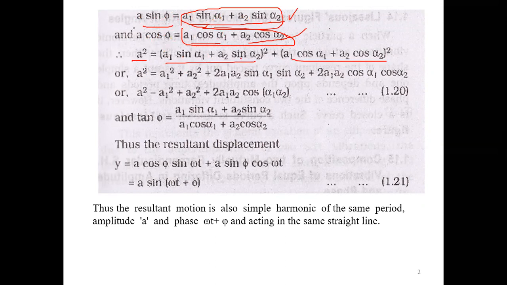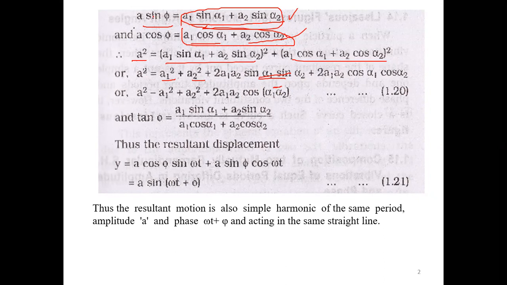taking sine squared alpha plus cos squared alpha as 1, this A squared will be A1 squared plus A2 squared plus twice A1 A2 sine alpha 1 sine alpha 2 plus twice A1 A2 cos alpha 1 cos alpha 2. If you take twice A1 A2 common, this will be sine alpha 1 sine alpha 2 plus cos alpha 1 cos alpha 2, which is cos of alpha 1 minus alpha 2, using the cos (A minus B) formula.